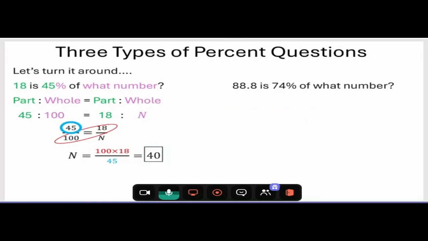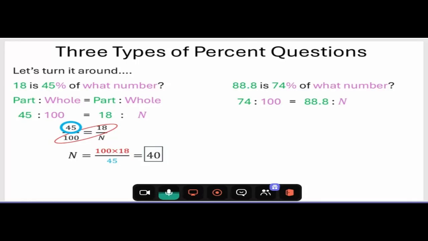Okay, so part to whole and part to whole. As soon as you see the 74%, you can write one half of the equation, 74 to 100. And now you just have to determine what is the part and what is the whole. 88.8 is 74% of what number. So the what number, the thing we're looking for, is the whole. 88.8 is the part. Like so.